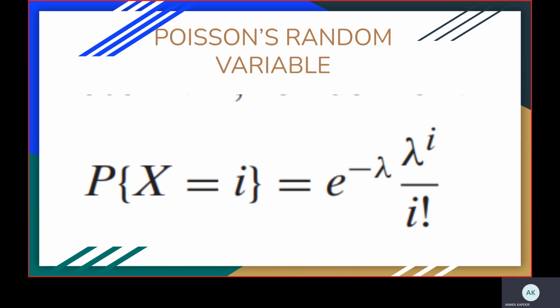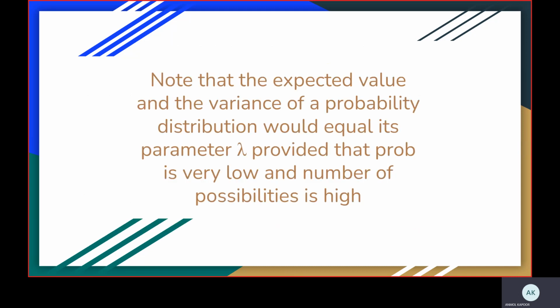Also, we have to have lambda to be a constant value. Moreover, lambda is the expected value or the variance of a probability distribution. The proof can be seen in Ross' book. For lambda to be a constant value, n into p is basically lambda. So for lambda to be constant, if n is tending towards infinity, then p should tend towards 0. We are going to use this theory for the question on the next slide.